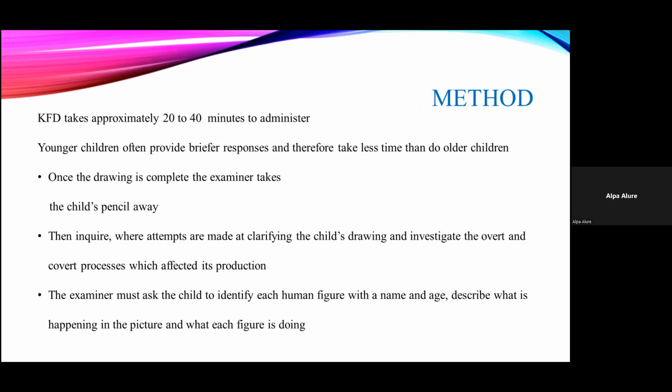Once the drawing is complete, the examiner takes the pencil away and an inquiry is done, where attempts are made at clarifying the child's drawing and investigating the overt and covert processes which affect the production of the drawing. The examiner might ask the child to identify every human figure which is drawn with a name and age, and describe what is happening in the picture and what each figure is doing.